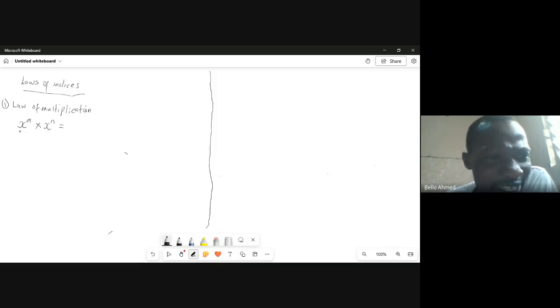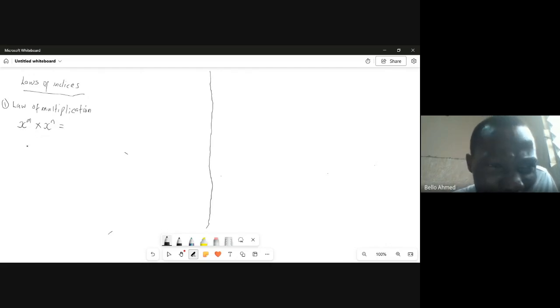Why? Because you can see that x is having a power of m, and this same x is still having a power of what? n. So there's something you're going to see that is going to hint you that, oh, this is actually a topic under indices. Please now look. This m is the index, right? This n here is the index. This x here is the base. This x here is also the base.